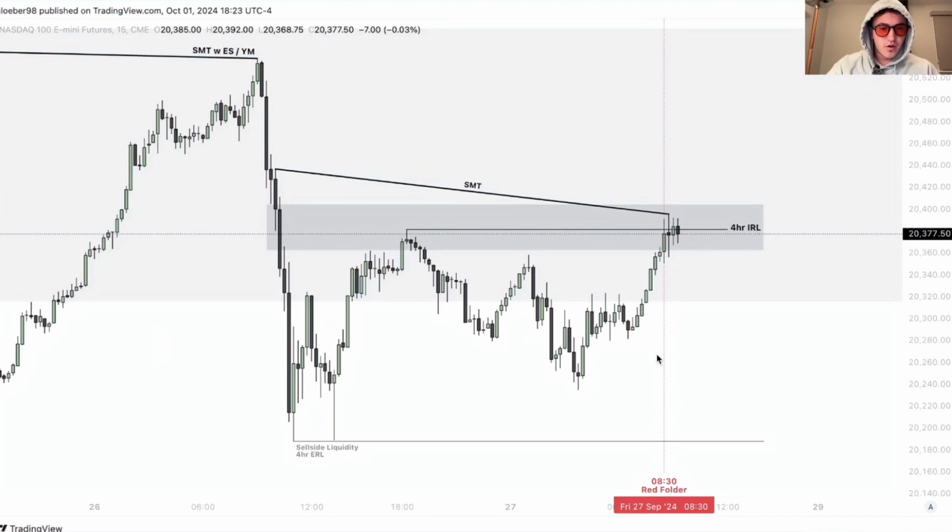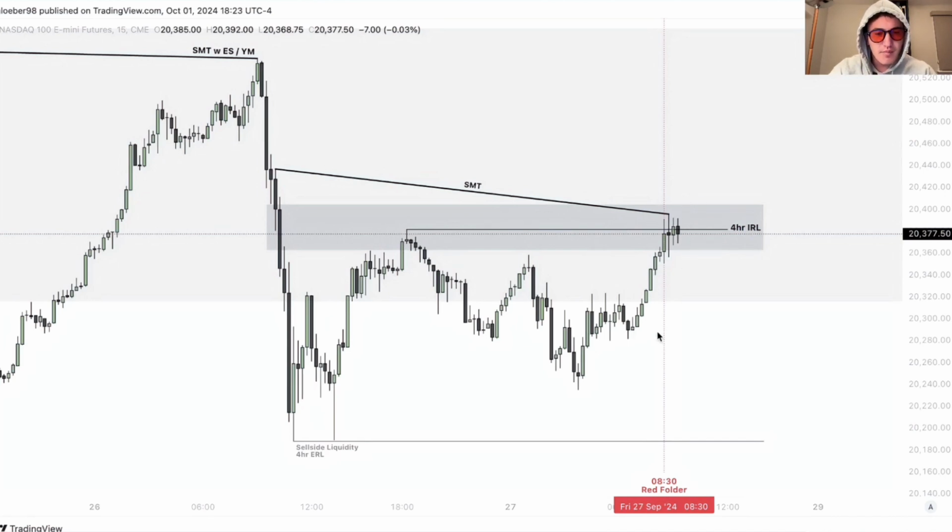So moving on to Friday's day, post 8:30 high impact news. This is when we created that SMT with the Dow Jones on that 4-hour chart. And you could see here, this is that 4-hour short-term high that we ran inside of that 4-hour internal range liquidity pool. And this was our 8:30 high impact news. What did our 8:30 high impact news do? It ran the short-term high, manipulating, creating a Judas swing in a key level that also created SMT divergence.